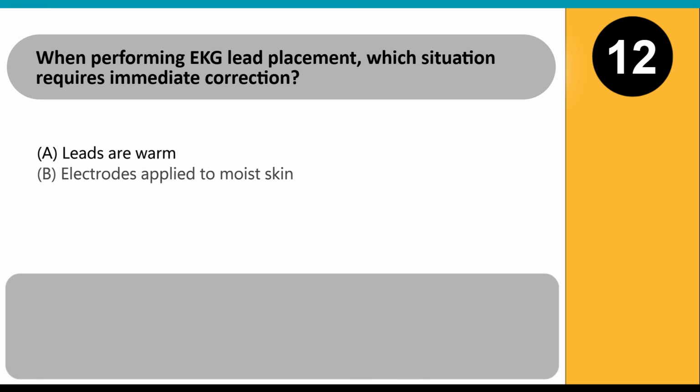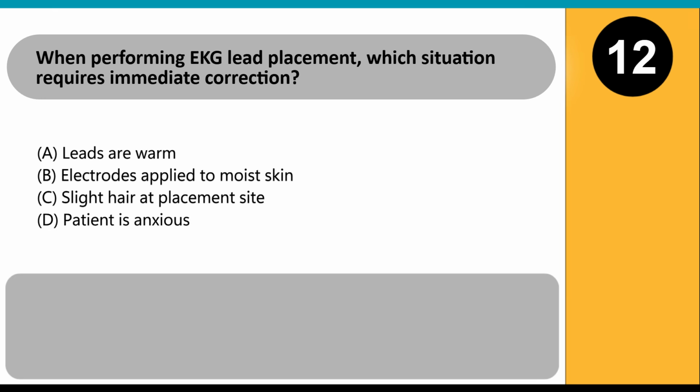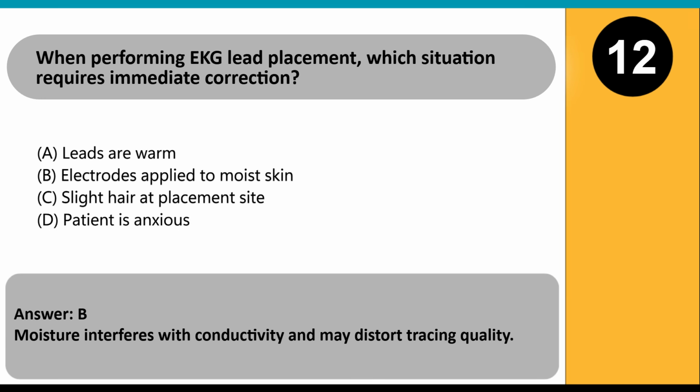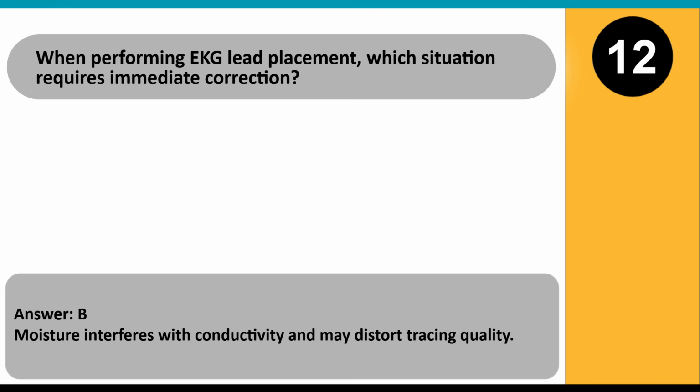When performing EKG lead placement, which situation requires immediate correction? A. Leads are warm. B. Electrodes applied to moist skin. C. Slight hair at placement site. D. Patient is anxious. Answer: B. Moisture interferes with conductivity and may distort tracing quality.